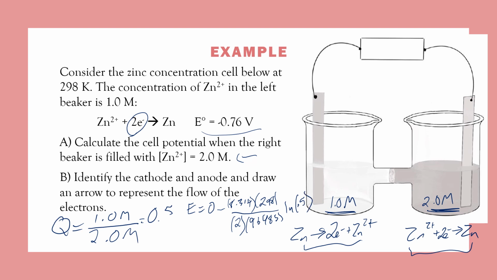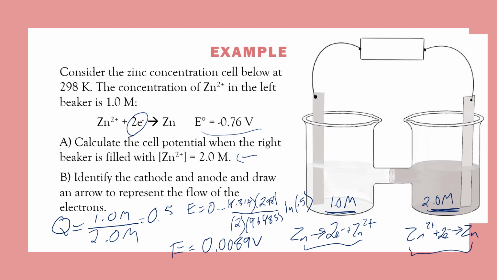So you would do, I always do the natural log first, natural log of 0.5, which would give us a negative value, and then times 8.314 times 298 divided by 2 divided by 96,485. And because we're subtracting that negative value, it winds up being a positive value, but it is quite small, 0.0089 volts for part A there.